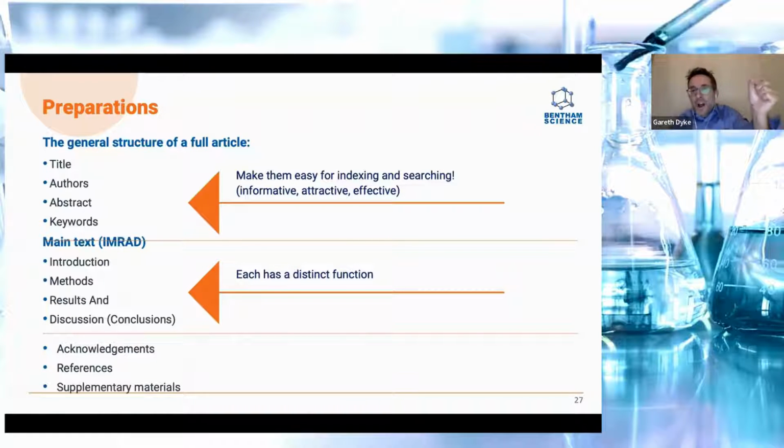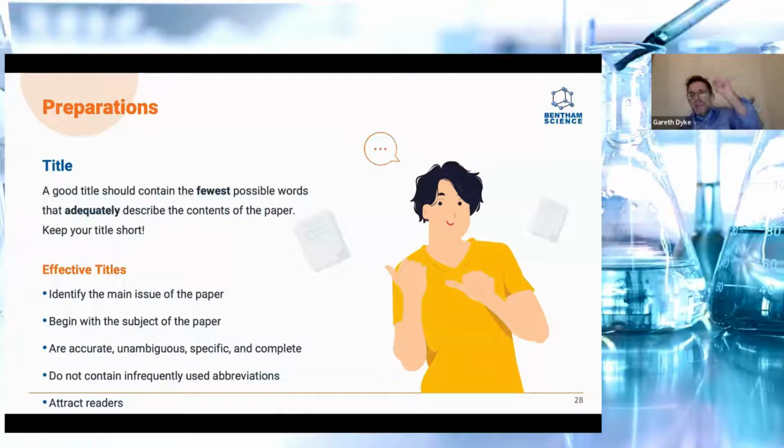In terms of article preparation, then, as we've mentioned before, the general structure of a full article: the title and abstract, very, very important as windows into the work, drawing people in, getting them interested in the study, getting them wanting to learn and read more. And then the main text, the introduction, methods, results, and discussion conclusions. We'll talk about each of these different sections in turn, beginning with your title.